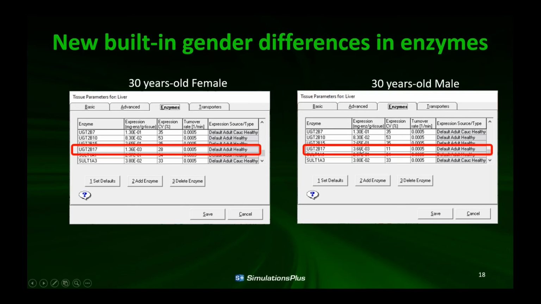So if the program finds that there is a gender difference, then if you create an individual subject or do population simulation, all this gender difference will be incorporated when generating the subject for the proper enzyme expression.